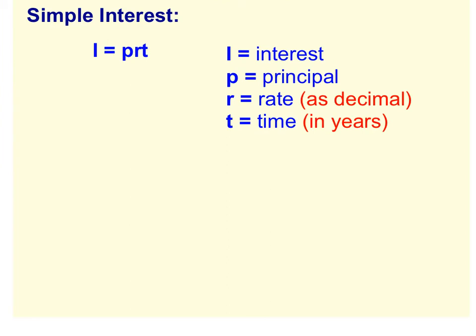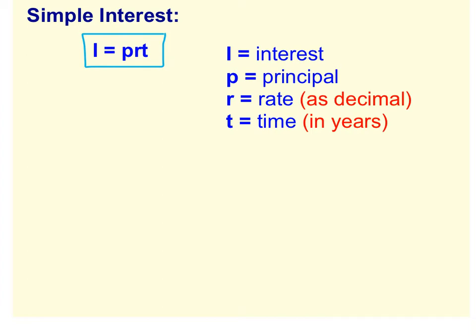All right, well now we're ready to move on to simple interest. Simple interest is just this nice little formula. It says I equals PRT. So the idea is, let's say you put money into a savings account. You put in $100. You let it sit there for 5 years. How much interest have you earned on the account? So that's what simple interest is.